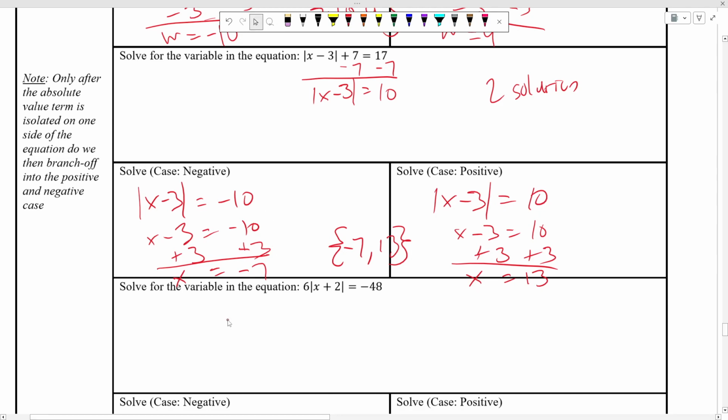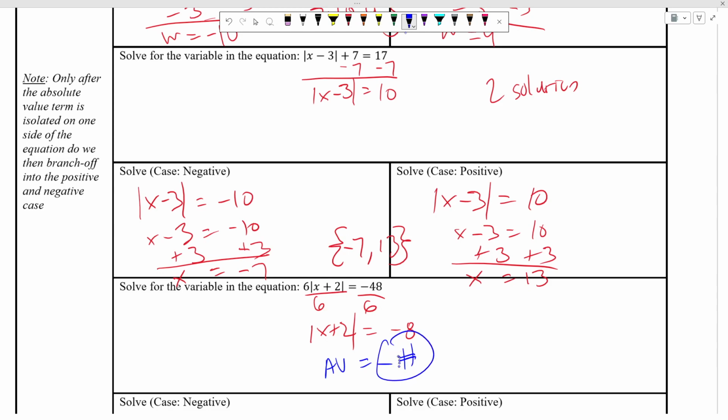All right, let's do another one. This is a variable, right? Remember, treat it like a variable. So divide 6, x plus 2 equals negative 8. Wait a minute, hold on. You should see some alarm bells going off here. Absolute value equals a negative number. That doesn't make sense. There's no possible way that can be.